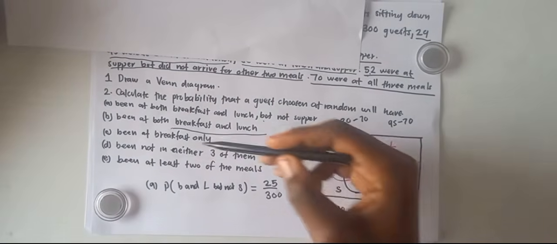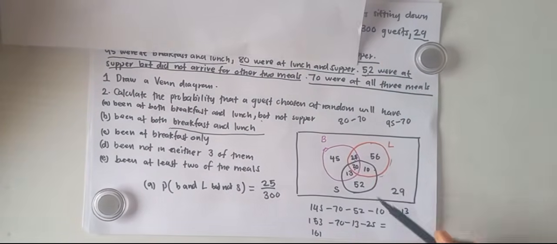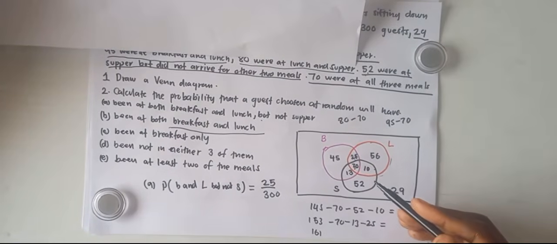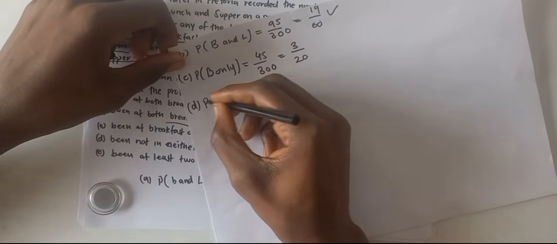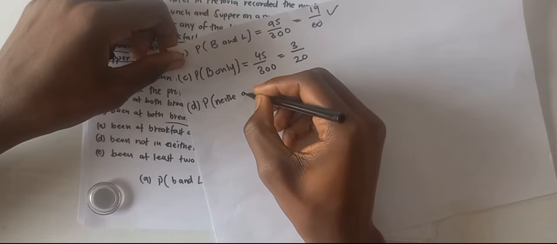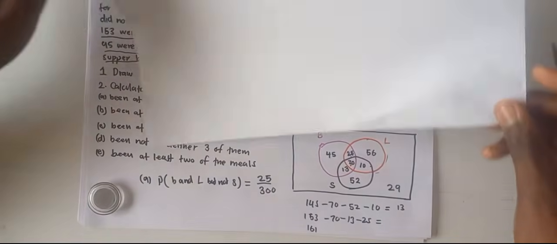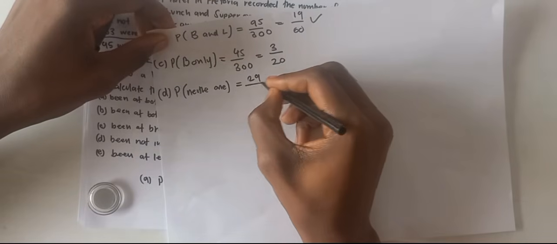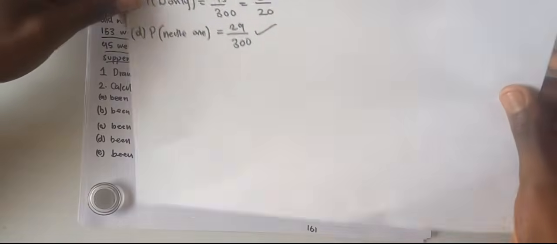So going to letter D, they want to know the probability of someone who has not been in any of these three: breakfast, lunch, or supper. So the one that does not participate in any of these, where do we find him? We find him outside the circles but inside the rectangle. So this is 29. So I'm just going to write the probability of neither one. By now, I hope you understand this kind of notation. So it is 29 out of 300, and this gives you the probability.